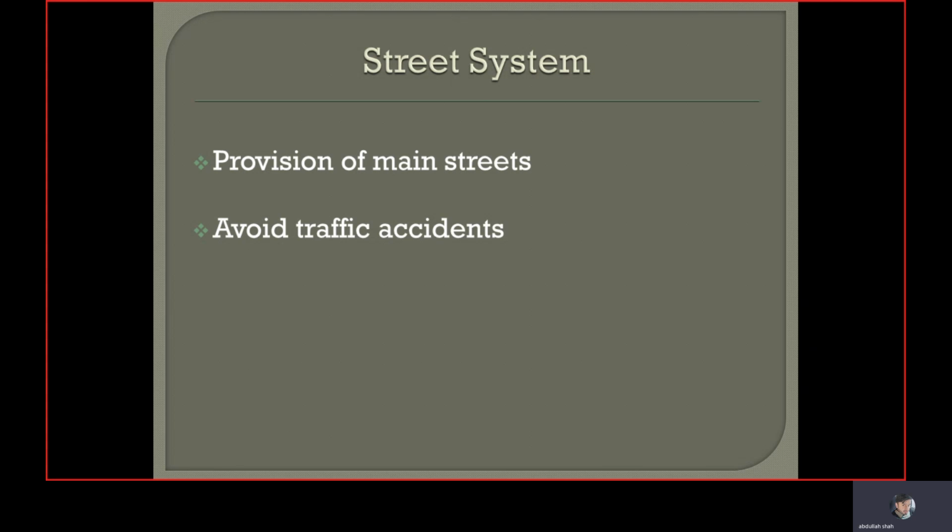Let us discuss the street system of a neighborhood unit. The layout of streets in a neighborhood unit should ensure safety to the people and the school going children in particular. The streets should be designed in such a way to ensure safety from traffic accidents. The streets should circulate throughout the unit with easy access to shops and to the community centers of the neighborhood unit.